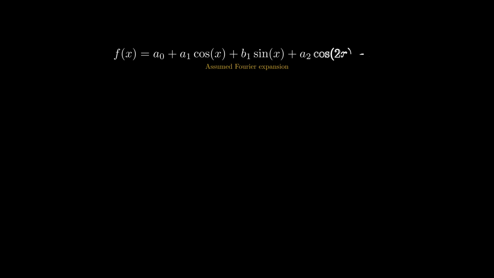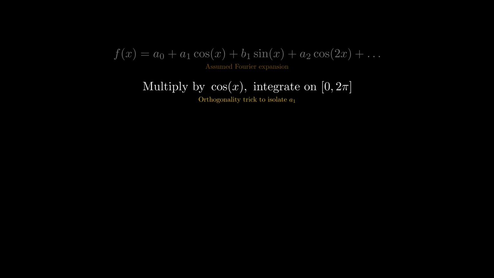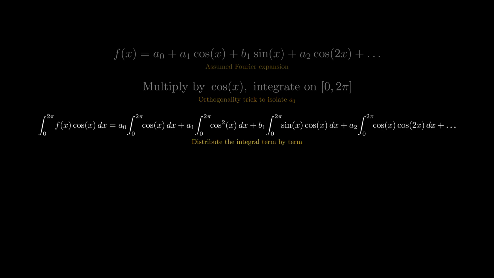Let's apply the same trick again. Suppose f of x can be written as a0 plus a1 times cosine x plus b1 times sine x plus a2 times cosine 2x and so on. To extract the coefficient a1, we multiply both sides by cosine x and integrate from 0 to 2 pi. The left side becomes the integral from 0 to 2 pi of f of x times cosine x dx.